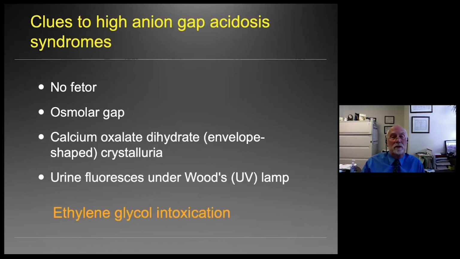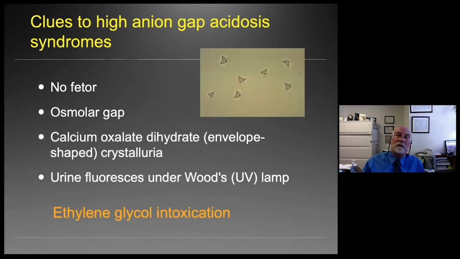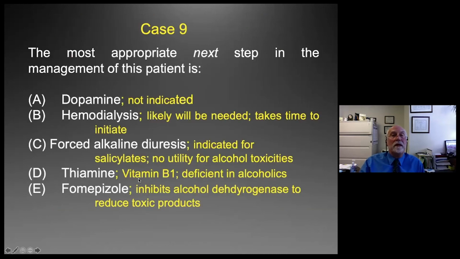I'm going to go through this quickly for the sake of time. There's the calcium oxalate crystals. You've all seen this before. So the next step in this guy's treatment would be to give famotidine. He probably will need dialysis. No role for these other interventions, although a forced alkaline diuresis is something you would consider for salicylate ingestion, but not for alcohol toxicity. So that's the end of part 1.